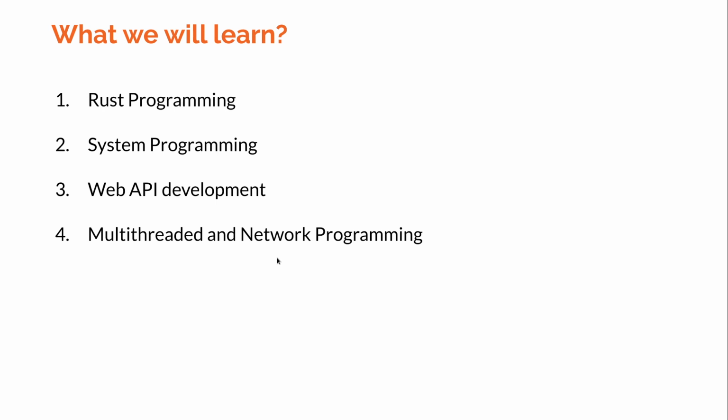Now, what we are going to learn in this series of Rust programming videos. So we will cover the basic Rust programming. When I say basic, we will go through all the features, and we will do something so that we complete the entire feature list of Rust. We'll do system programming. That means we will use system calls provided by kernels, and we'll write useful programs using that. We will do web API development, and we will do multi-threaded and network programming.